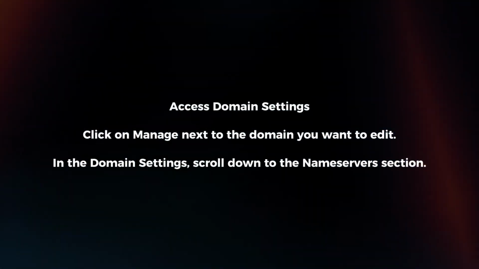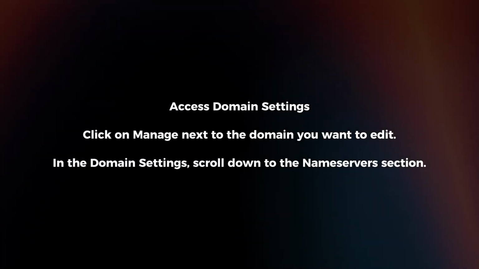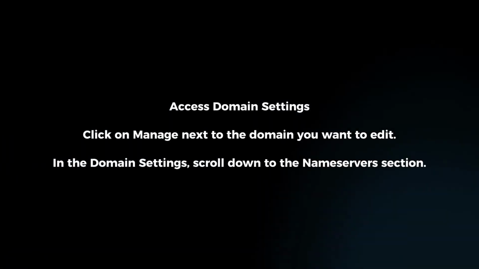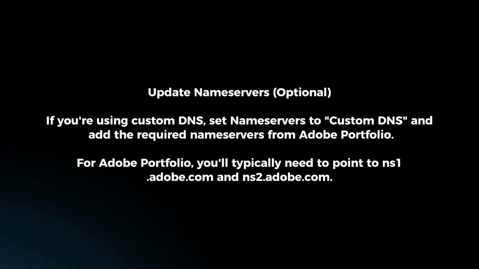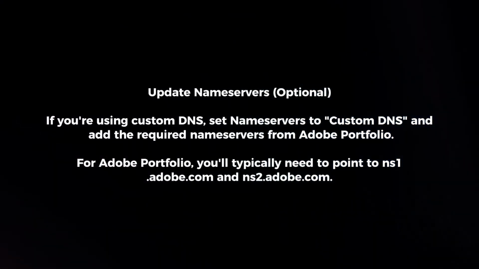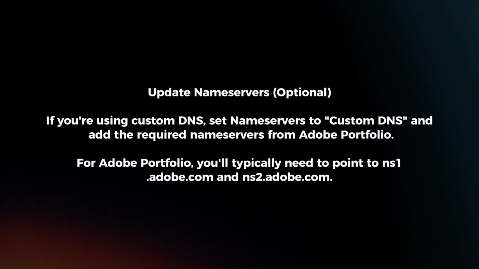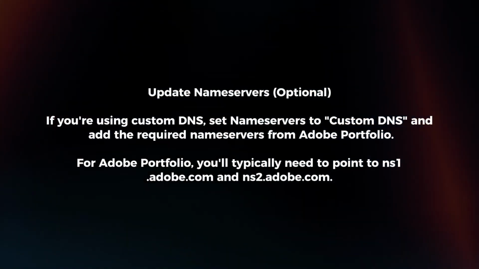Access domain settings. Click on Manage next to the domain you want to edit. In the domain settings, scroll down to the Name Server section. Update name servers. If you're using custom DNS, set name servers to custom DNS and add the required name servers from Adobe Portfolio. For Adobe Portfolio, you would typically need to point to ns1.adobe.com and ns2.adobe.com.